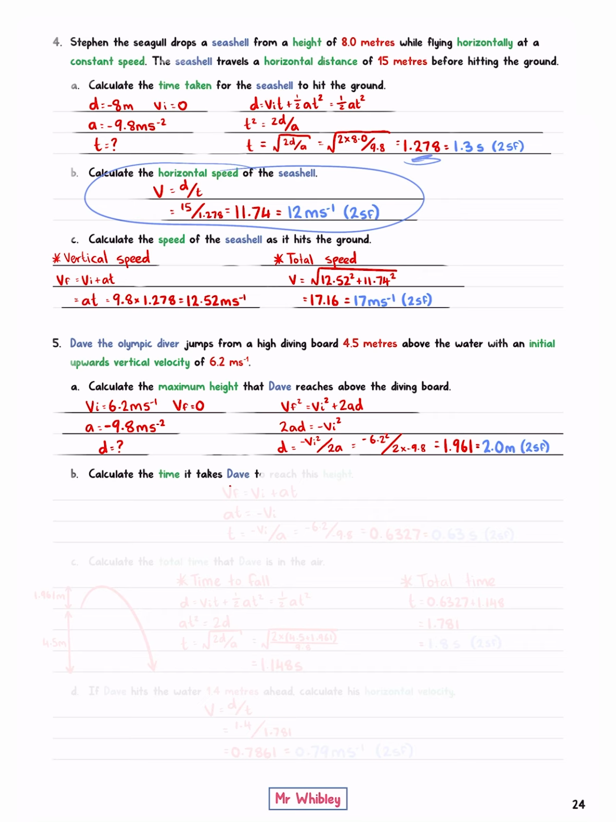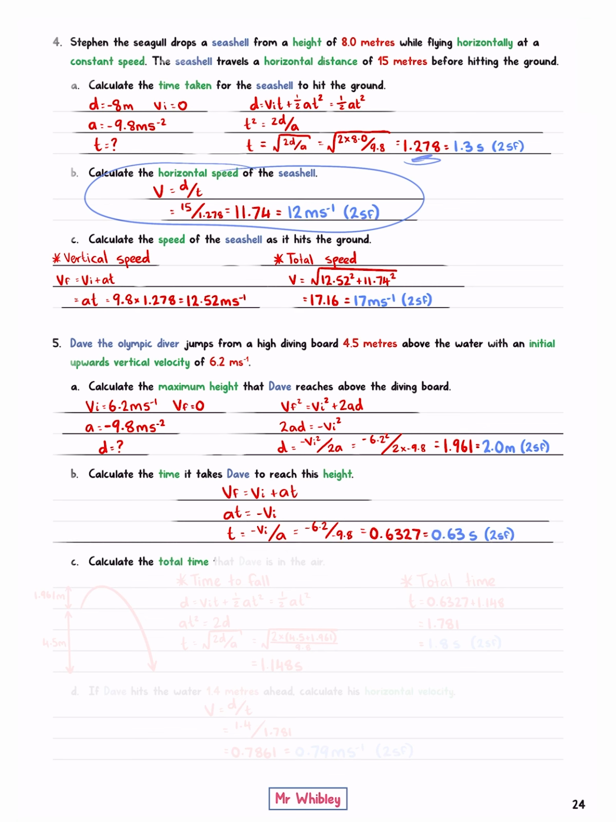Calculate the time it takes Dave to reach this height. Using this equation here, where Vf is 0, so we just subtract Vi from both sides, dividing both sides by the acceleration, and then putting in our numbers gives me 0.6327 or 0.63 seconds to two significant figures.